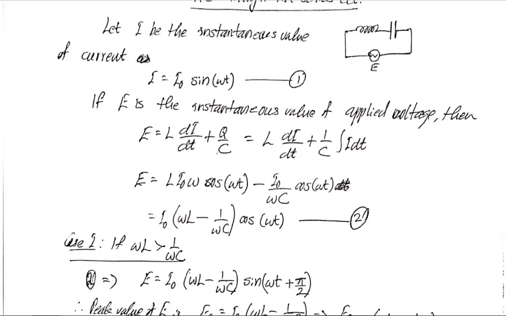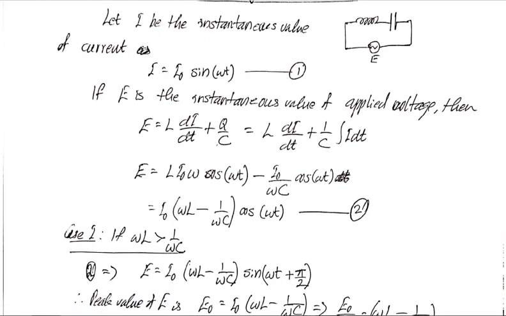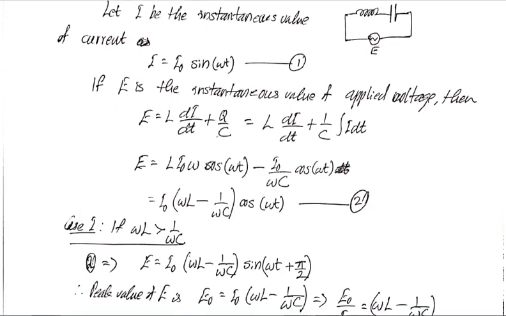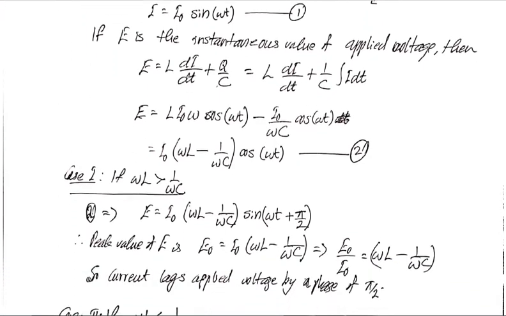Sorry, this is AC through LC circuit. Now we are discussing the AC through LC circuit. Here also, let I be the instantaneous value of current in the circuit. Then I is equal to I0 sin omega t. That is equation number 1.